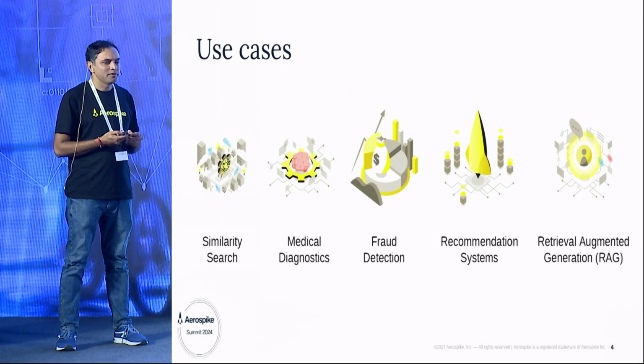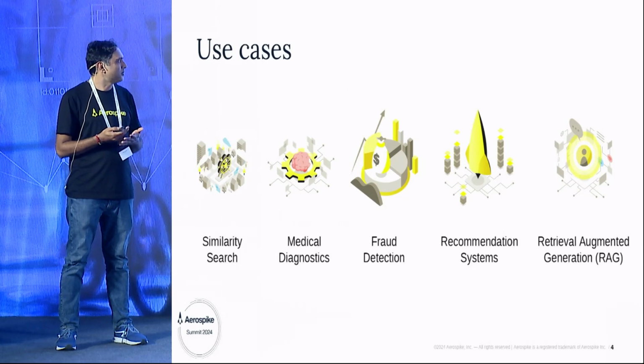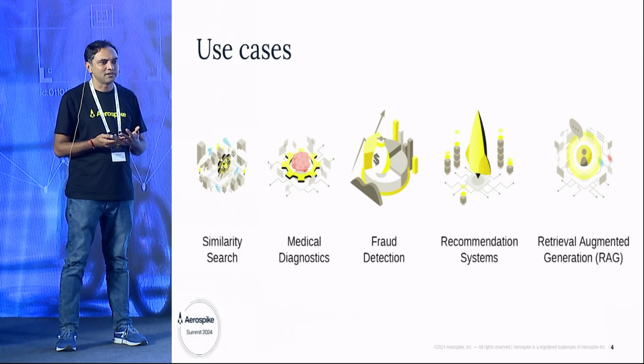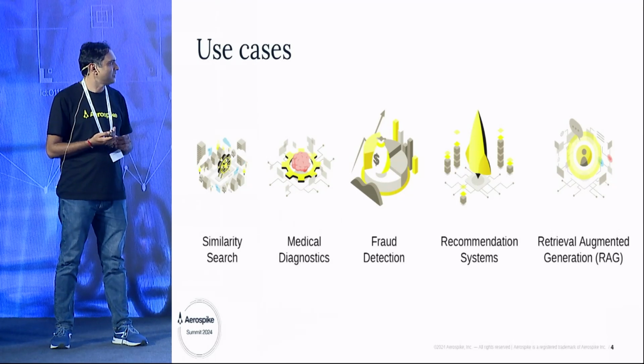Another popular use case could be fraud detection. Again, this could be identity theft, where you want to detect duplicate identities. You want to detect frauds based on transaction histories or particular parameters of a particular transaction.